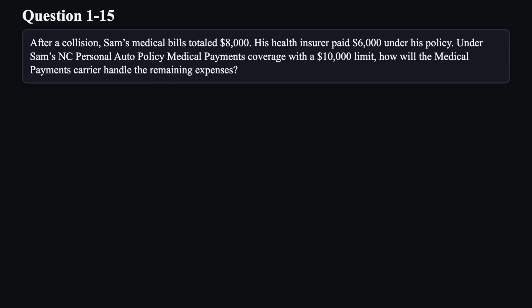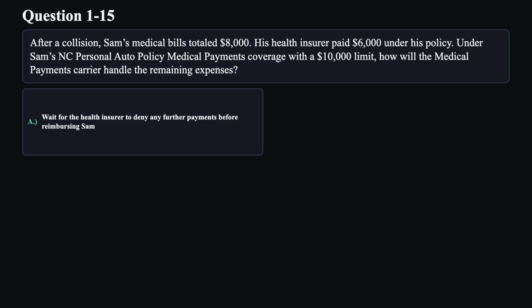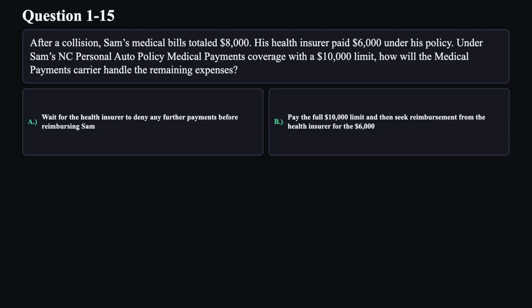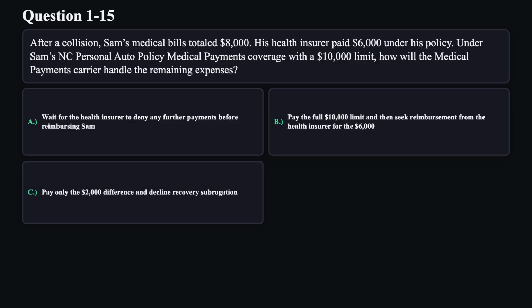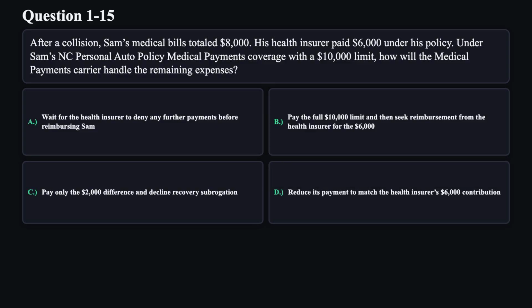Question 15. After a collision, Sam's medical bills totaled $8,000. His health insurer paid $6,000 under his policy. Under Sam's NC personal auto policy medical payments coverage with a $10,000 limit, how will the medical payments carrier handle the remaining expenses? A. Wait for the health insurer to deny any further payments before reimbursing Sam. B. Pay the full $10,000 limit and then seek reimbursement from the health insurer for the $6,000. C. Pay only the $2,000 difference and decline recovery subrogation. D. Reduce its payment to match the health insurer's $6,000 contribution.